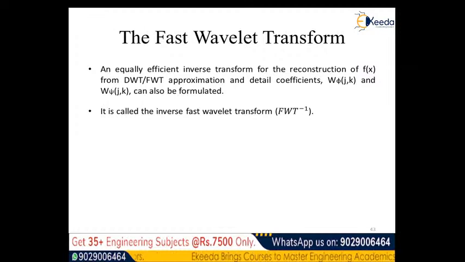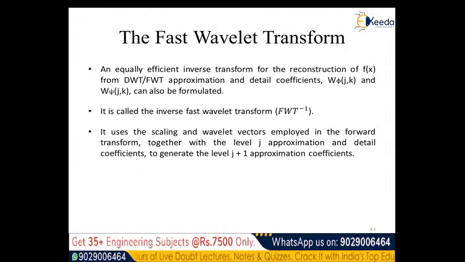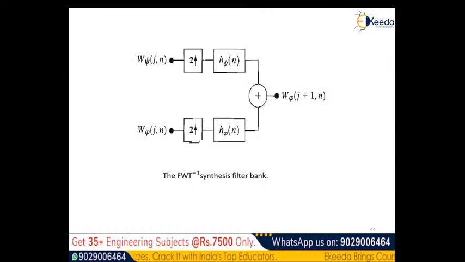So this is nothing but the inverse type of the fast wavelet transformation. We can denote it as FWT to the power minus 1, or in a general way also IFWT is one of the notations here. So this will use the scaling and wavelet vectors that will be employed in the forward transformation together with the level j approximation and the detail coefficients to generate the level j plus 1 approximation coefficients here. Now you see for the inverse filter bank, it is not of the analysis type, but it will be of the synthesis type. You see here the multipaths are now joining to give a composite representation here.